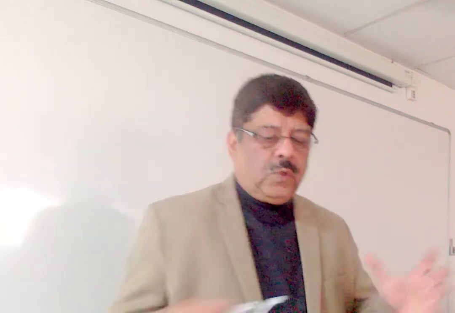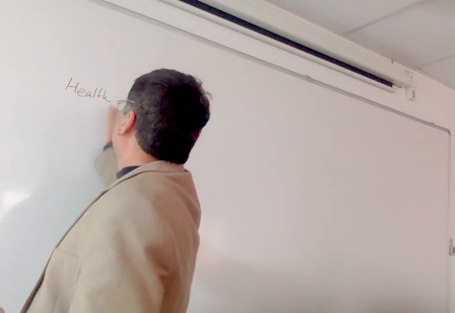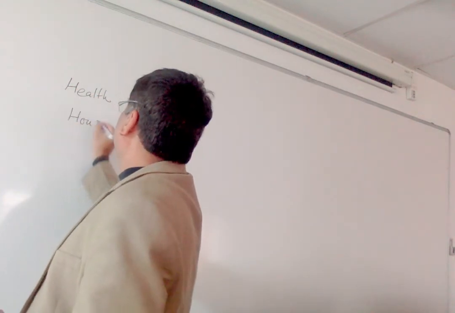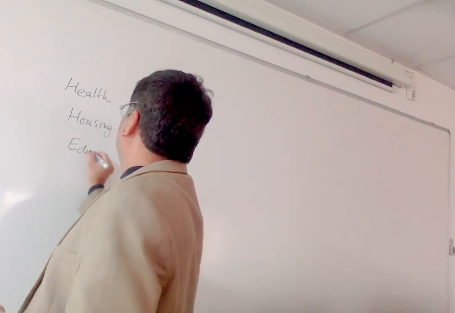Let's start. Today we will discuss mainly three factors of social well-being: health, housing, and education.